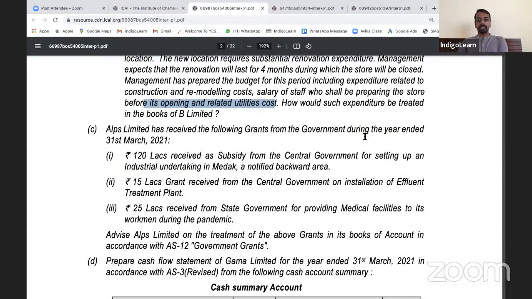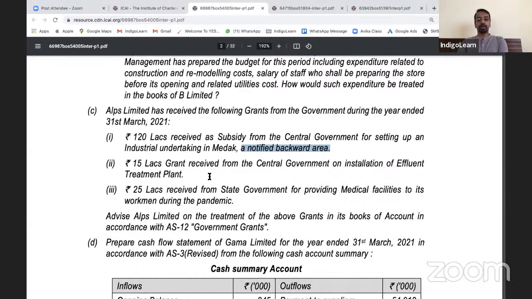Received the following grants during the year ended 31st March. 120 lakhs received as subsidy from the central government for setting up an industrial undertaking in a notified backward area. Grant in the nature of promoter's contribution. Credit to capital reserve.